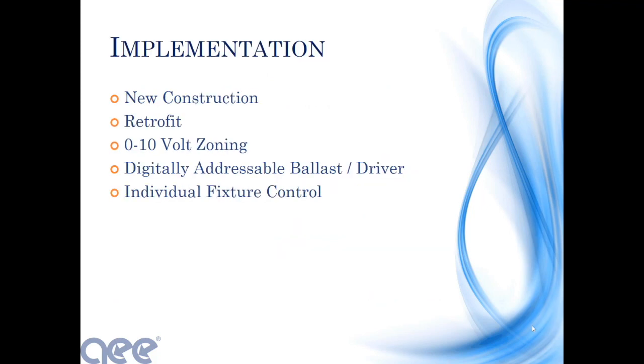So taking a look at the implementation side, how do we apply the technology for new construction versus retrofit, talking about 0 to 10 volt zoning, because the standard LED driver has 0 to 10 volt as its standard output. So when do we want to use that? When do we want to use what's called digitally addressable, a digital addressable ballast or driver, or individual fixture control? Essentially the bottom two lead you into a digitally addressable luminaire versus a 0 to 10 volt zoning type of setup. So where does it make sense?